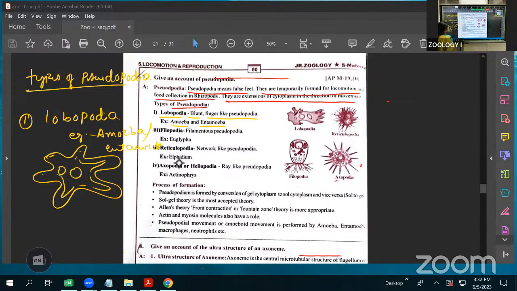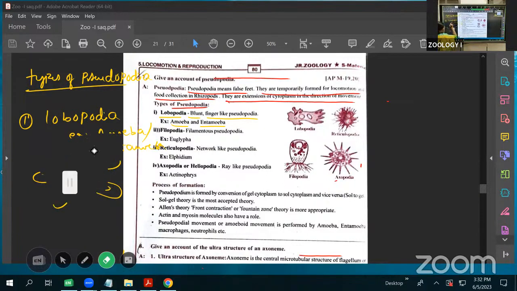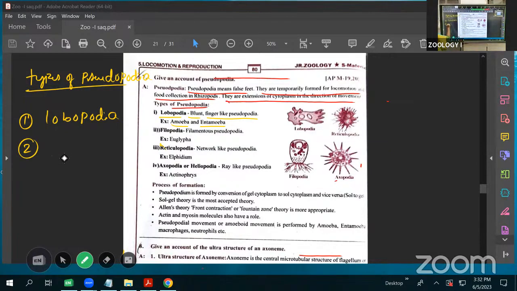Here, that is called as, which one? Blunt finger-like pseudopodia. Example is amoeba and entamoeba. Next, the second is the filopodia. The filopodia means filamentous pseudopodia.